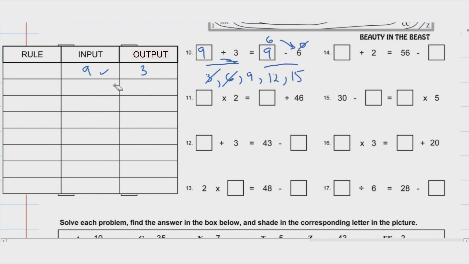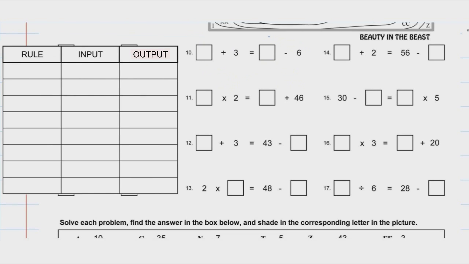Problem number 11. You are multiplying by 2 and adding 46. And if we're multiplying by 2, it means we're doubling a number. That seems kind of familiar. If we're doubling a number, let's say we put 10 here. Well, 10 times 2 is 20. So over here, this would actually have to be 10 plus 10, because 10 plus 10 is 20. So whatever this number is, goes over here.